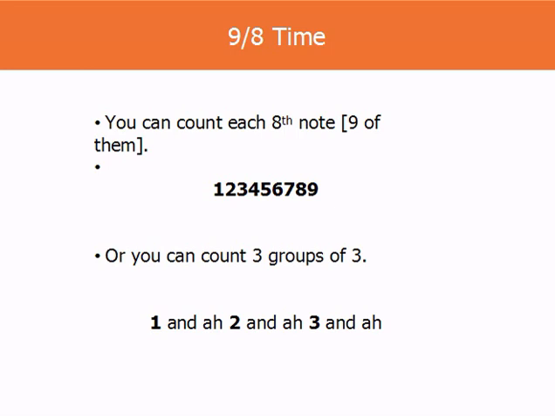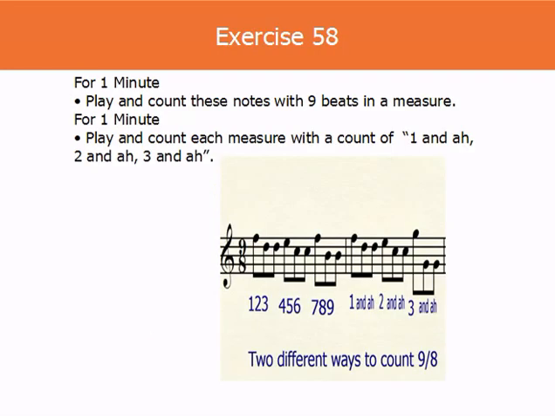So you can count the 9, 1, 2, 3, 4, 5, 6, 7, 8, 9, or we can count them in 3s. 1 and a 2 and a 3 and a 1 and a 2 and a 3 and a 1 and a 2 and a 3 and a. Am I losing you? I don't think so. I think this is pretty simple.